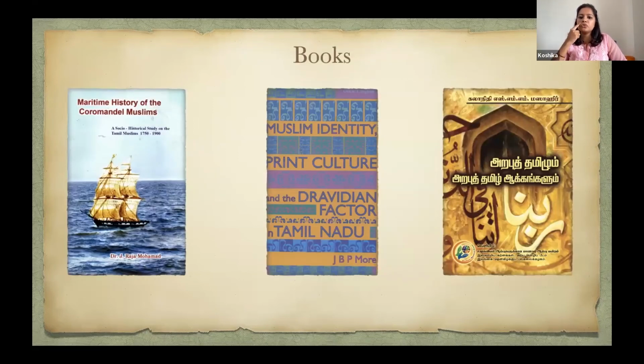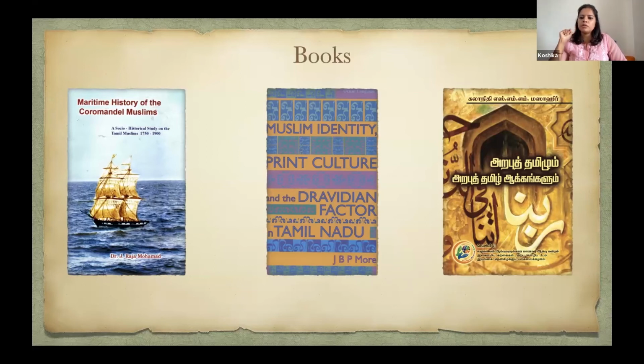The books I referred to for all this information are Maritime History of Coromandel Muslims by Raja Muhammad. From this book, I got a lot of information about the Tamil Muslims, the Coromandel Coast, the different ports, and how commercial trade was done. Next is Muslim Identity, Print Culture, and Dravidian Factor in Tamil Nadu by J. B. P. More. This book had a lot about print culture, how print culture influenced the language and the Arabic script. I also got the subdivisions from this book.